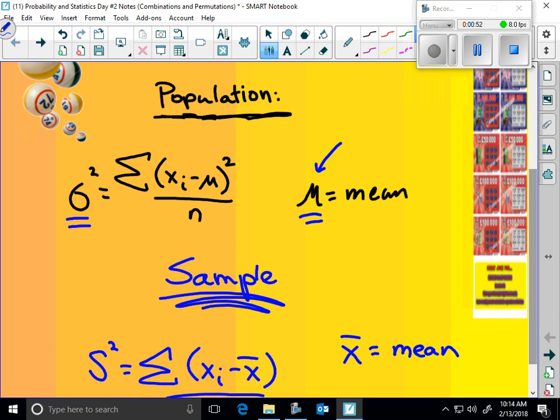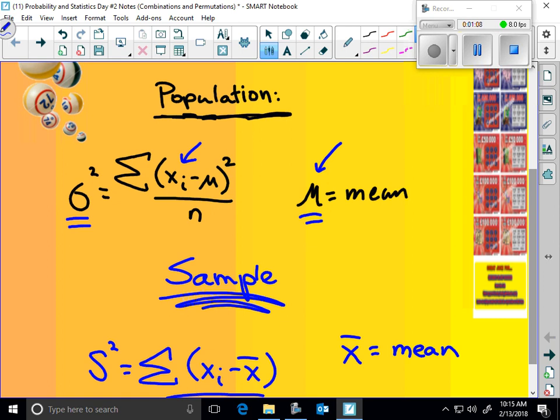Now, what does this x sub i thing mean? Each individual point of the data set minus the mean, square it, and then take that sum and divide it by n, the number of items in the set.